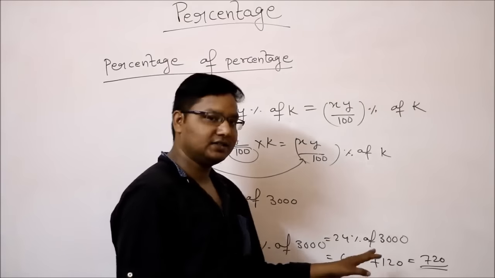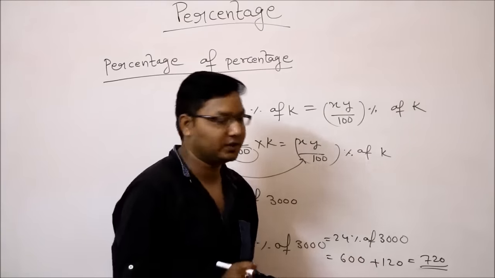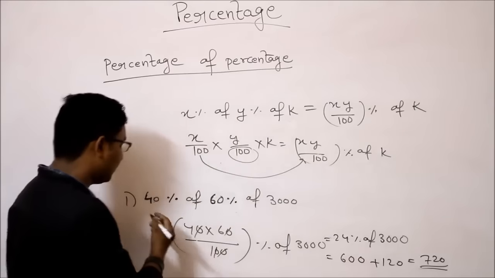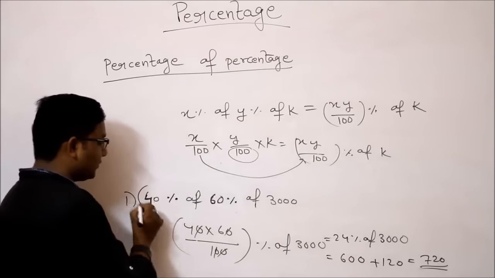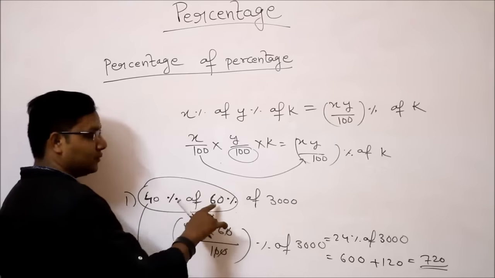By dividing, the percentage is very easy to solve. Just you have to practice. Okay. So the second way of solving this question is, you just find out what is 40% of 60%.